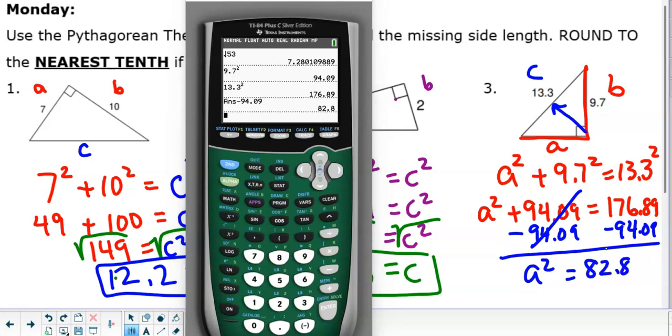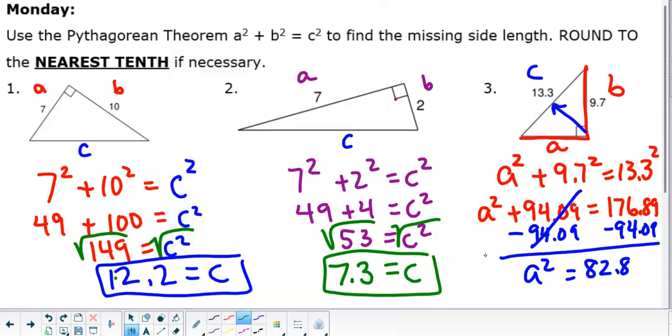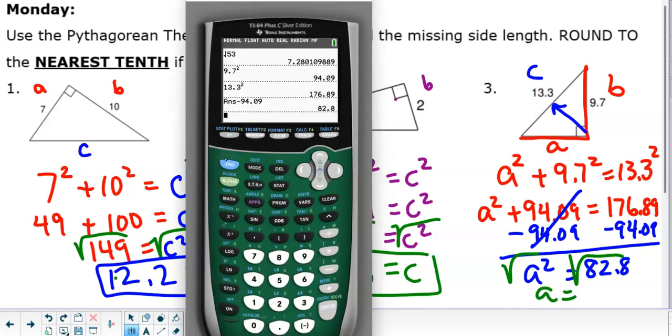Don't forget to take the square root on both sides. The square root of 82.8 is 9.1 when you round to the nearest tenth.